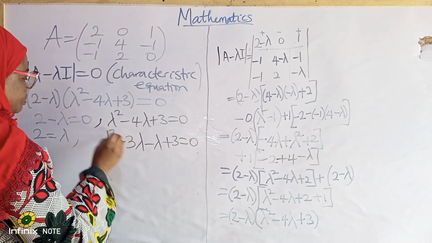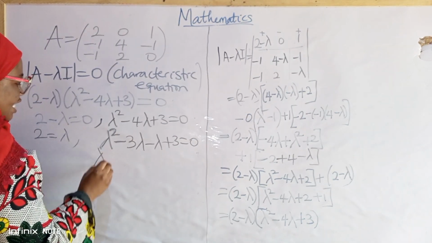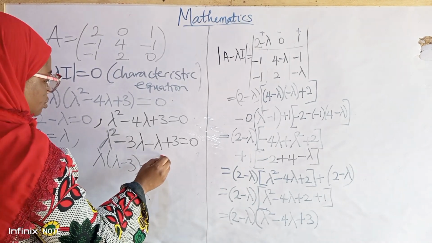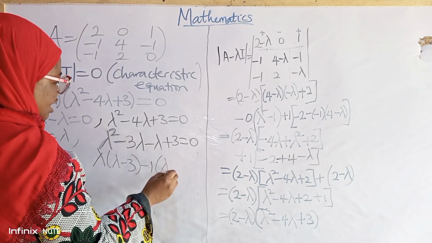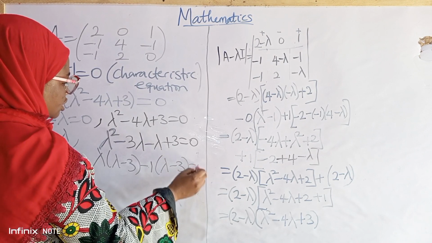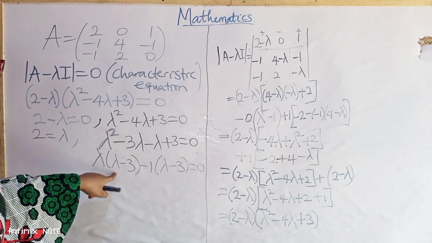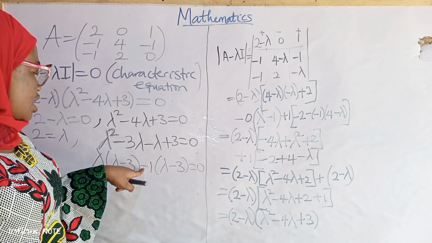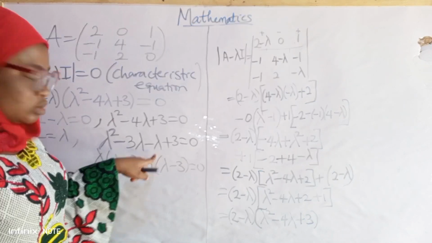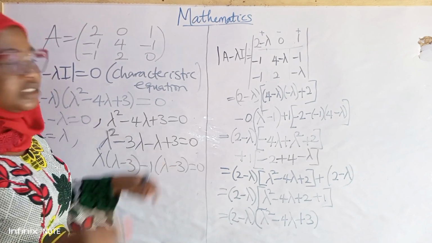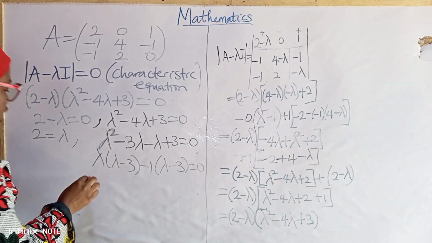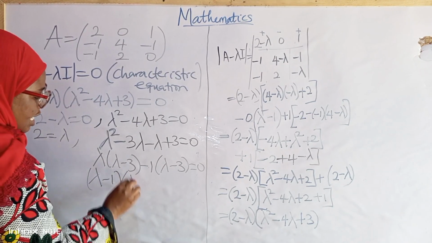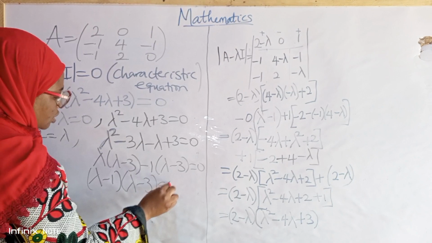So from here, I have lambda into bracket lambda minus 3, minus 1, then lambda minus 3 is equal to 0. So lambda multiplied by lambda is lambda squared, lambda multiplied by minus 3 lambda, minus 1 multiplied by lambda is minus lambda, minus 1 multiplied by minus 3 is plus 3. That means we are correct. So now I have lambda minus 1 into brackets lambda minus 3 is equal to 0.